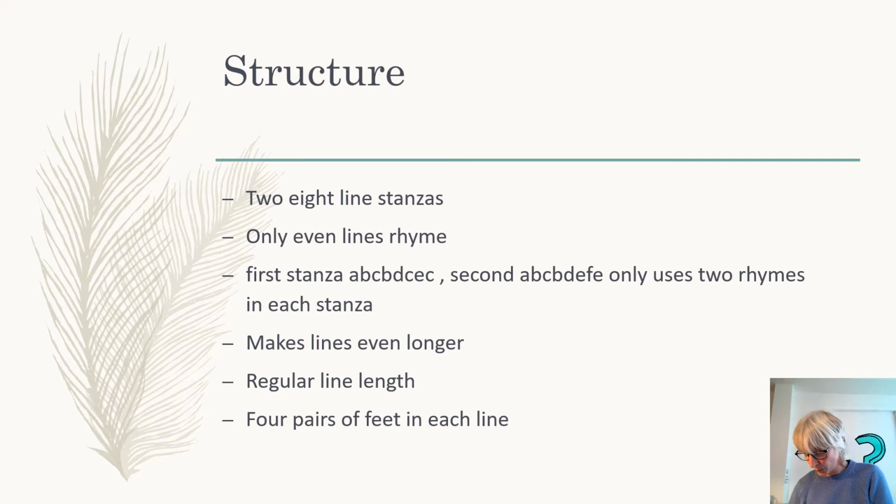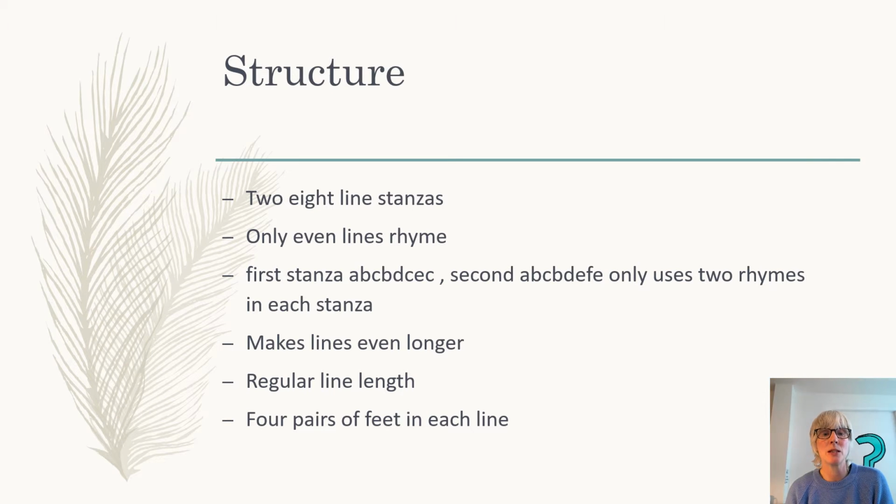If you've got the poem in front of you, that's probably a good way to use these videos, so you can look at this as I say it to you. The structure of the poem is two eight-line stanzas, and it has alternate rhyme. The even lines all rhyme. I'm not going to read out the rhyme scheme, but you can see how it works.